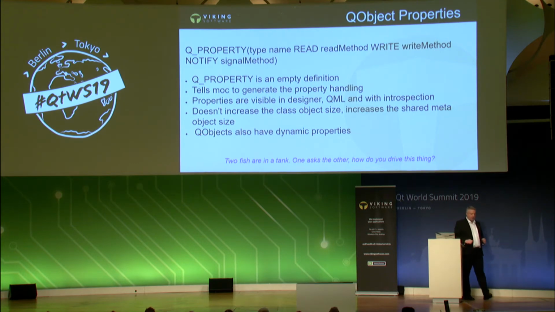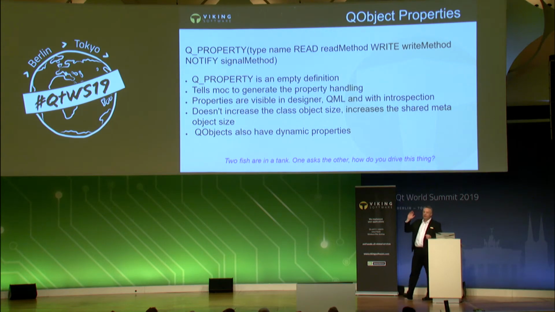This is something that's not directly related to signals and slots, but it is anyway. So QProperty is again something that's just defined to nothing. It doesn't do anything in itself. What it does is just tell Moc to do something with this stuff. And actually, if you only write C++ based code and you don't use Qt Designer, then a QProperty doesn't do anything at all. You don't get anything from it. You might as well just have the signals and the slots of this one.